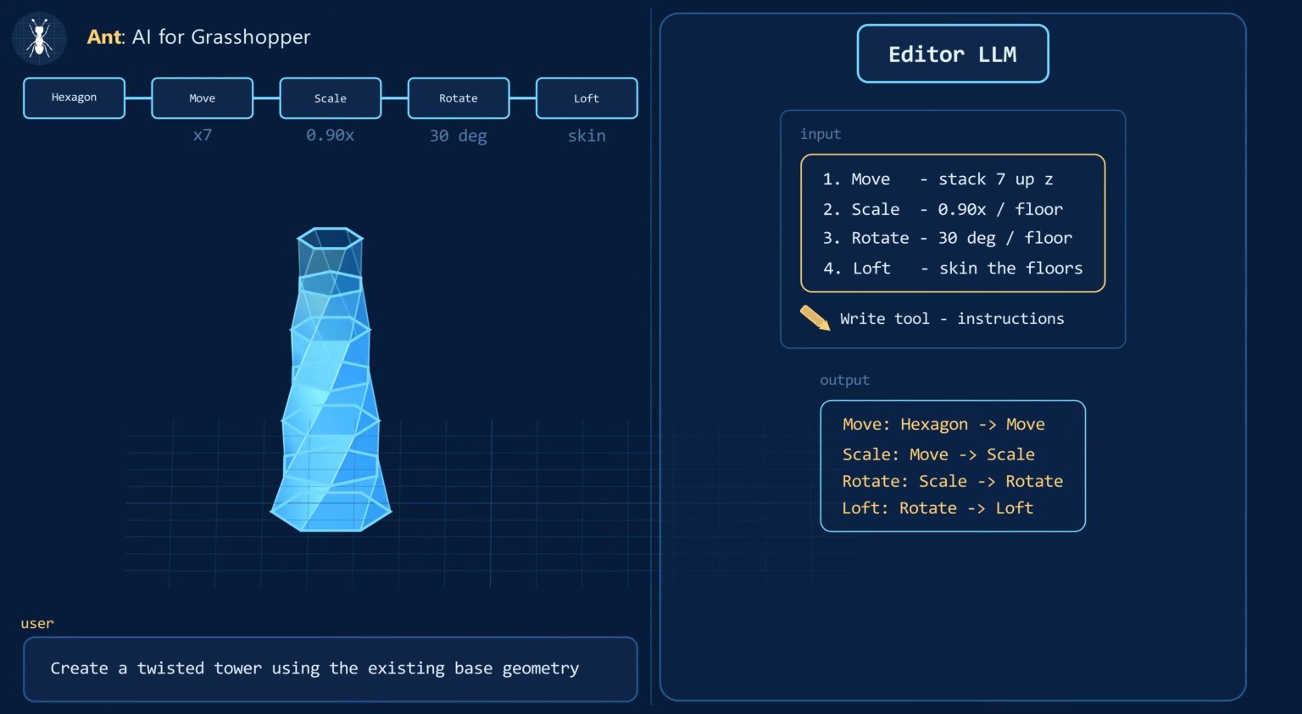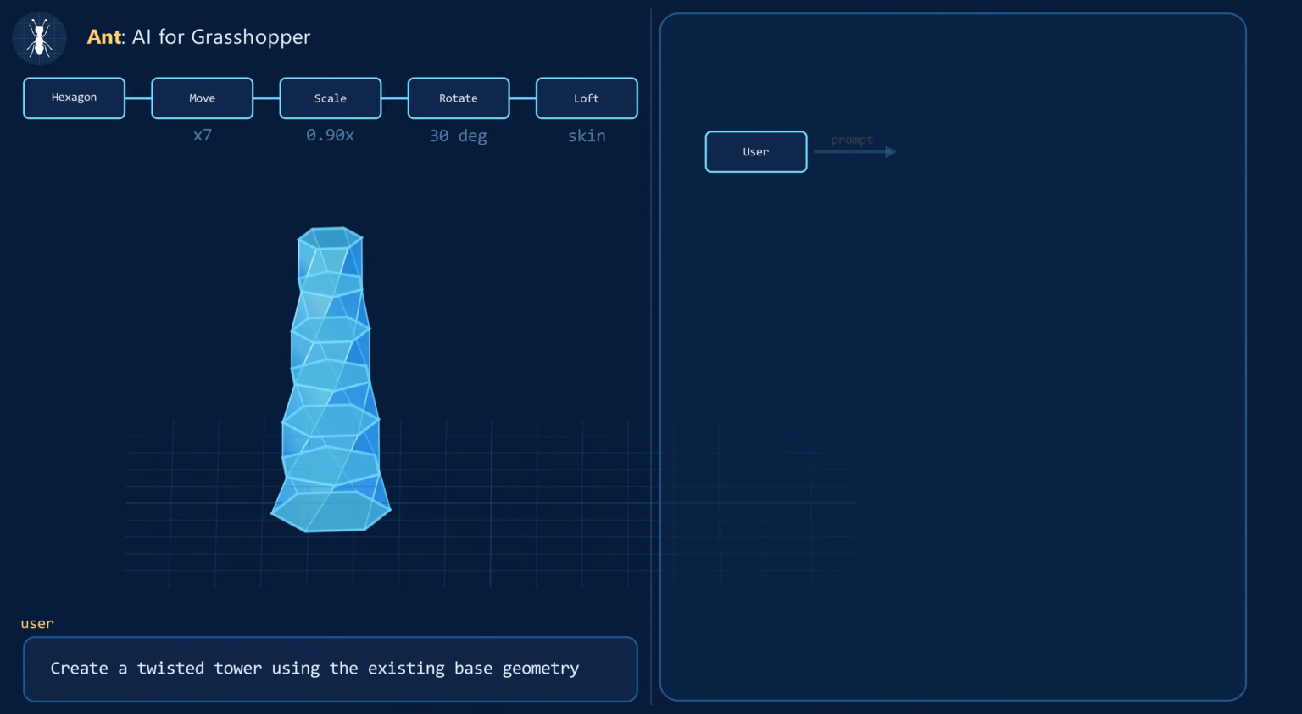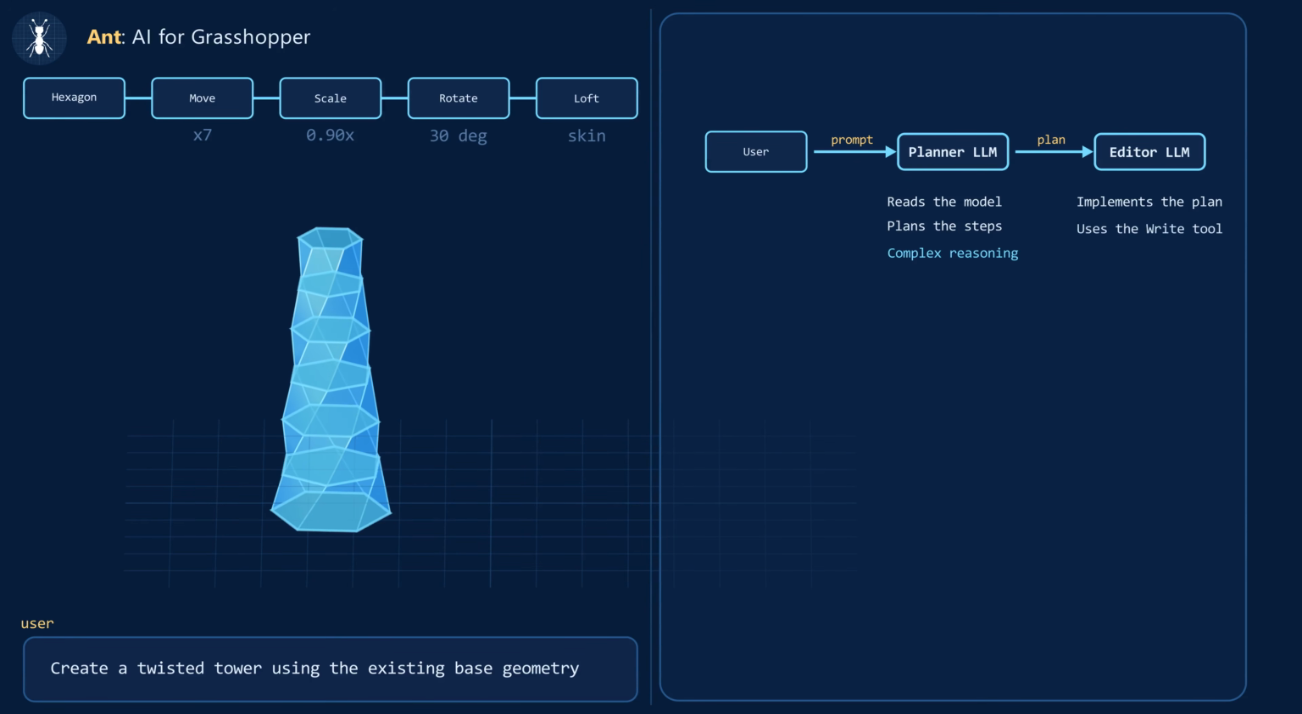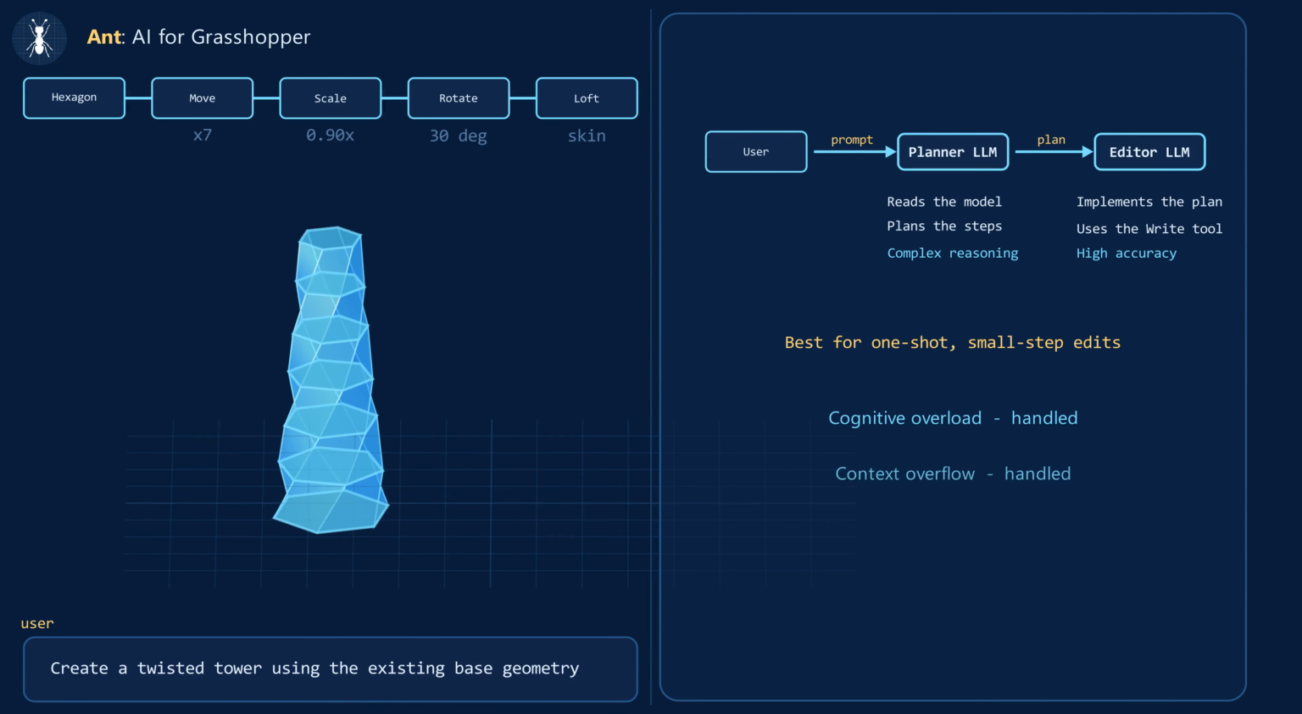In this way, we can separate the roles between the LLM agents and manage their context. Each LLM agent is only responsible for a specific task. This already improves the performance of the LLM framework significantly. This framework is most suited for one-shot edits where the user wants to build geometry in small steps. Separating the roles handles the cognitive overloading and context overflowing issues to a huge extent.